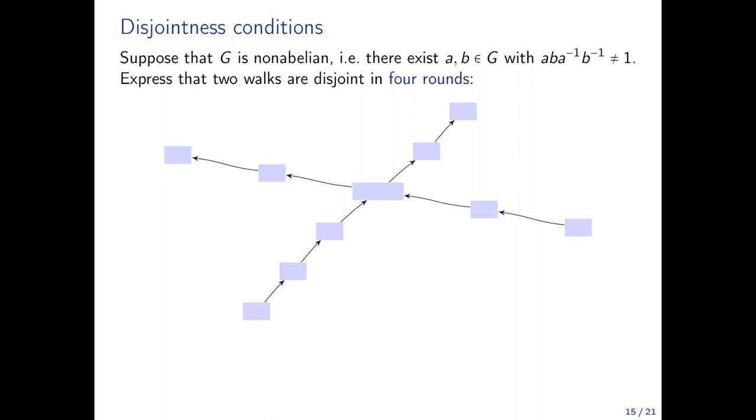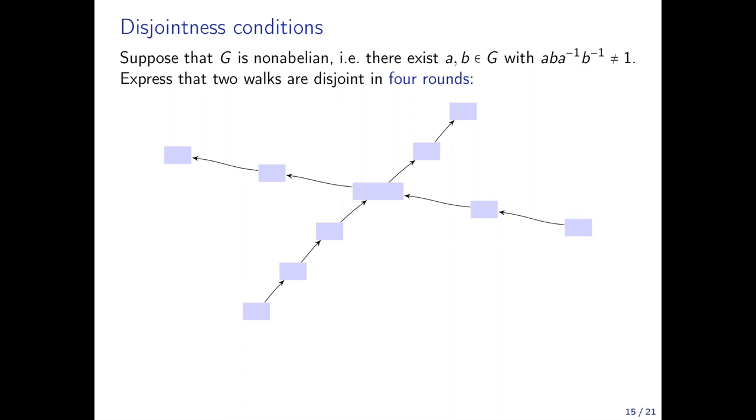Now how can we simulate disjointness conditions? So here we need to assume that the group is non-abelian, meaning that there exist two elements a and b which do not commute. Put differently, a b a inverse b inverse is not equal to 1. This is the so-called commutator of a and b. Now we want to express that these two walks are disjoint in four rounds, namely as follows.